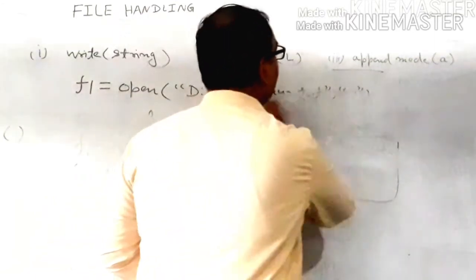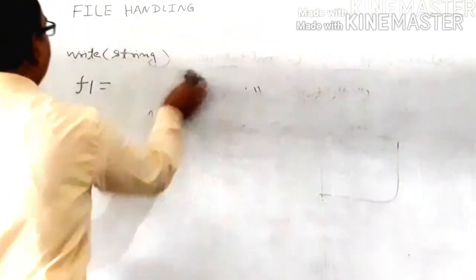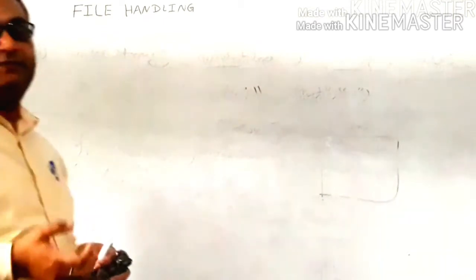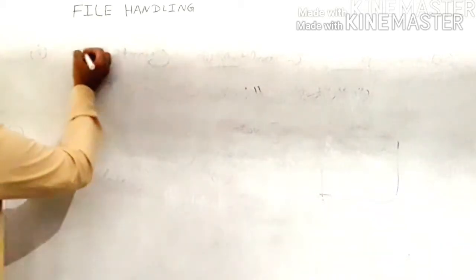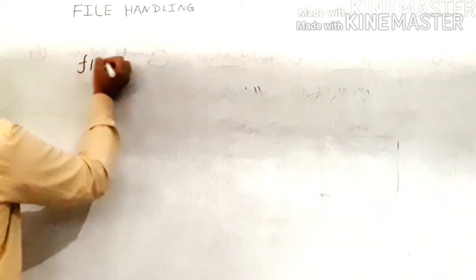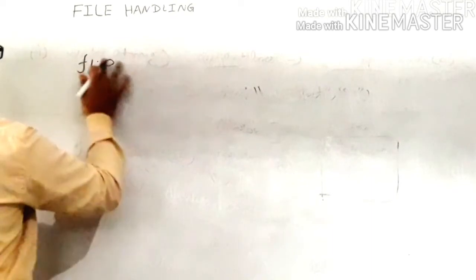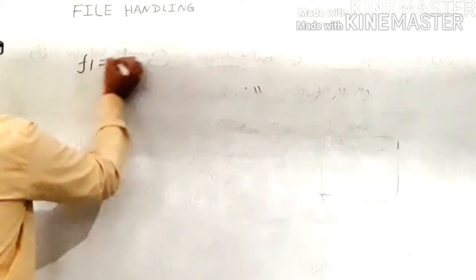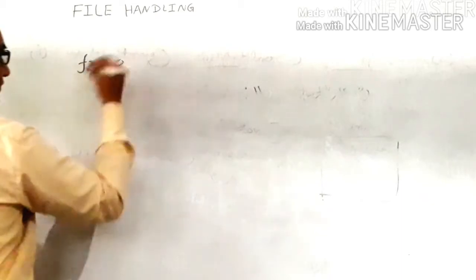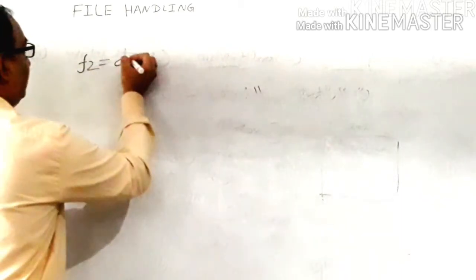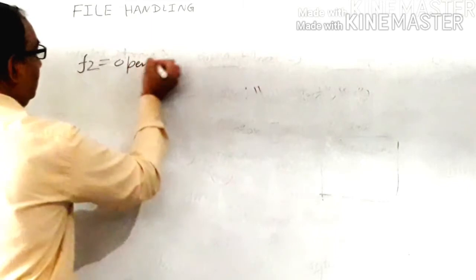Now you can also see the content. With the help of programming, you can see the content of the file. So we can use the same approach. We can call another f2, because we can read the file. So f2 is equal to open.